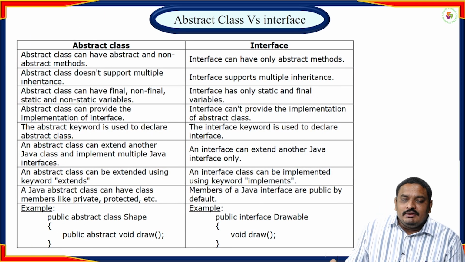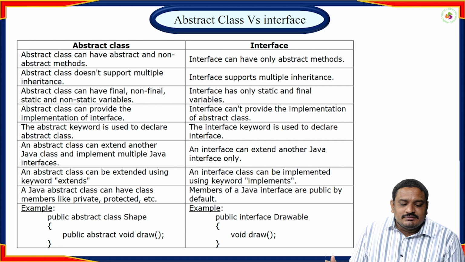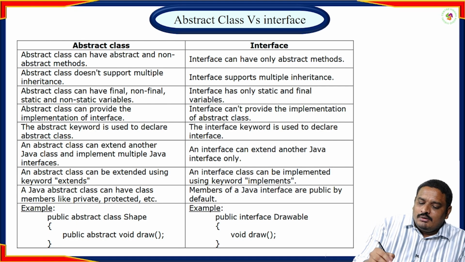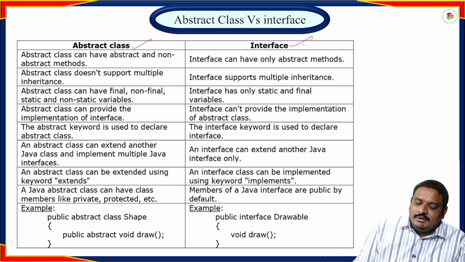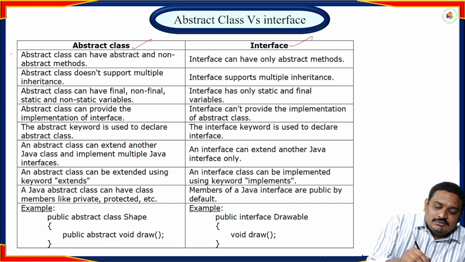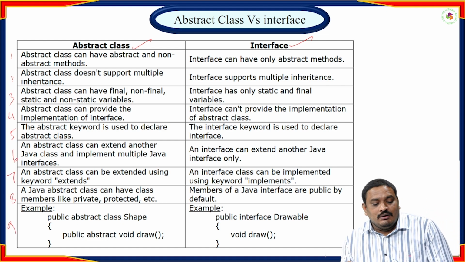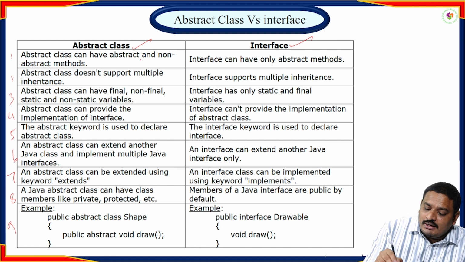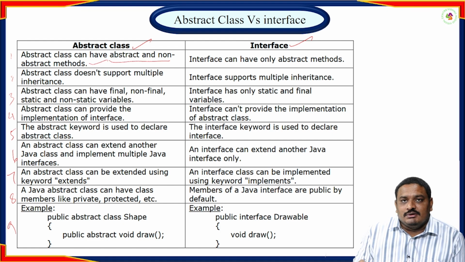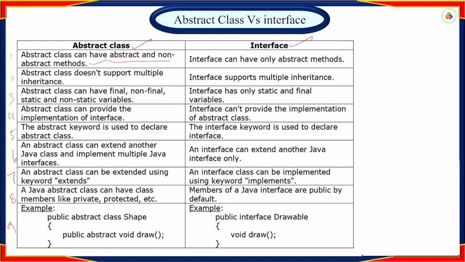Next, what is the difference between the abstract class and the interface? See this one by one. This is the abstract class, and this is the interface. Nine differences are there. The first one is that the abstract class can have abstract and non-abstract methods. We already discussed abstract methods and non-abstract methods in previous classes. Now the interface can have only abstract methods. That is the first one.